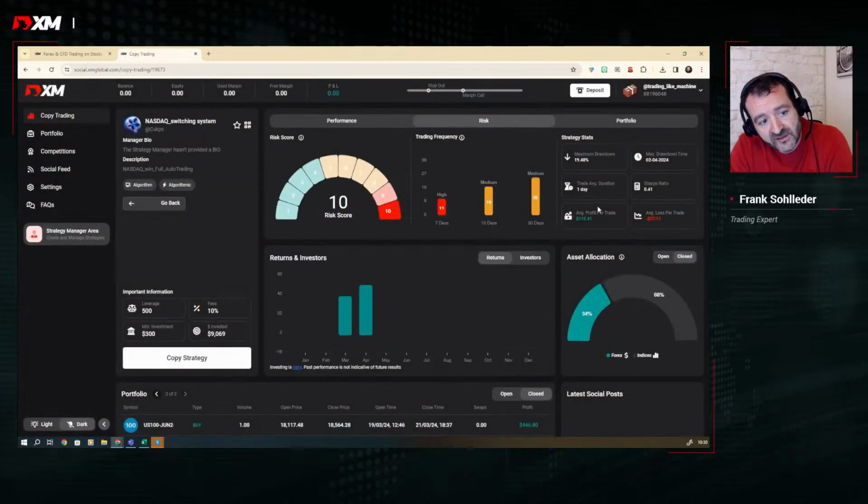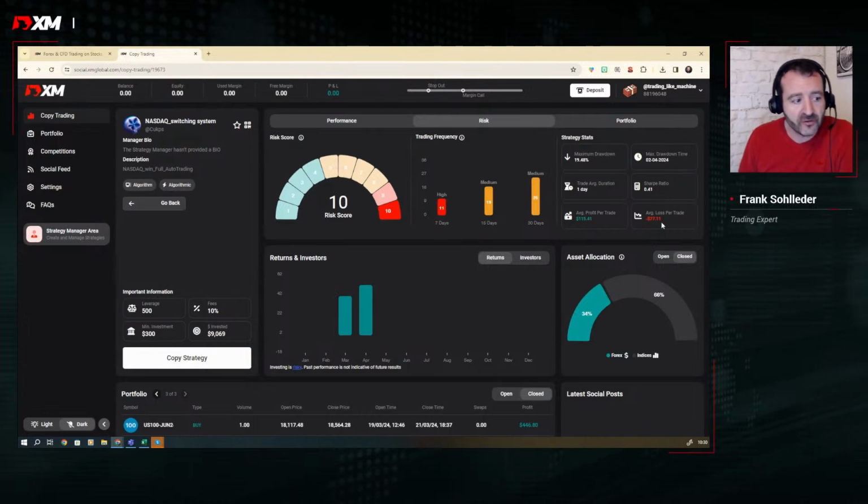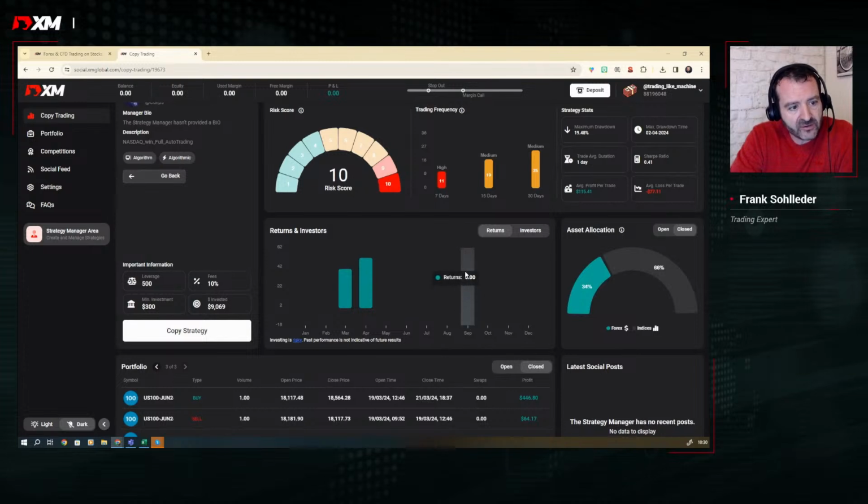What I like a lot is the average profit per trade, $115, and the average loser is around $77. So we have a risk reward that is close to 2 to 1. It's 1.6, 1.4 to 1, and that's really amazing. So this is a strategy which, when it keeps working like this, is definitely worth looking at.